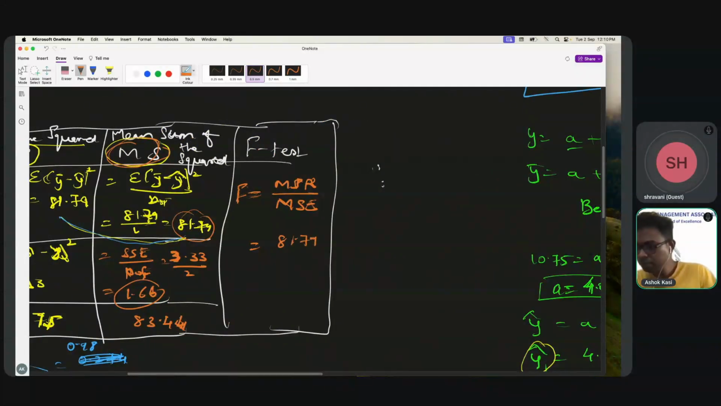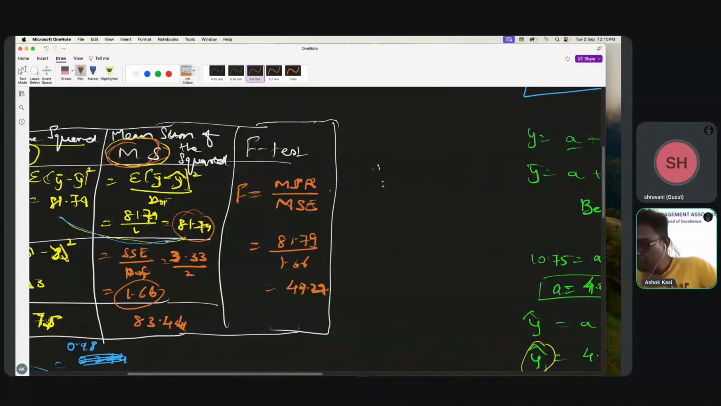81.79 divided by MSE. MSE is this one, 1.66. Just calculate this. 49.27.